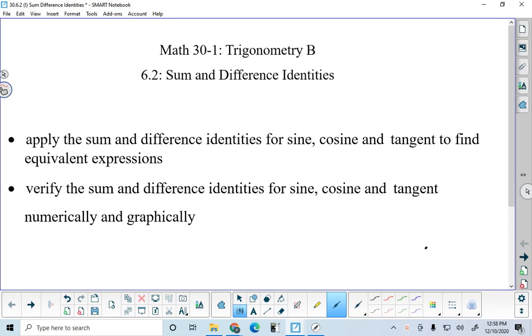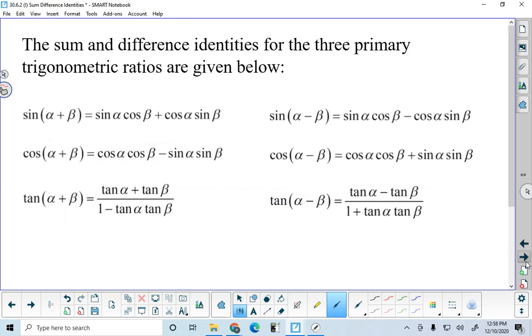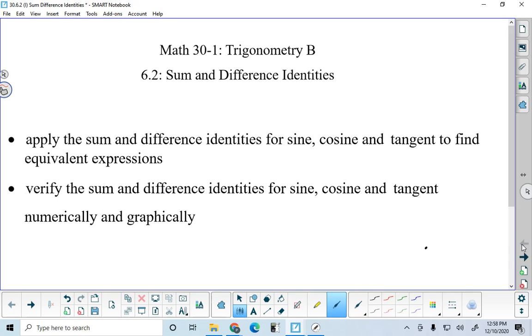We're going to be looking at a total of, I think 6, let me just check. Yeah, a total of 6 new identities today. These are called the Sum and Difference Identities. And we're going to be looking at a variety of different applications of the Sum and Difference Identities.